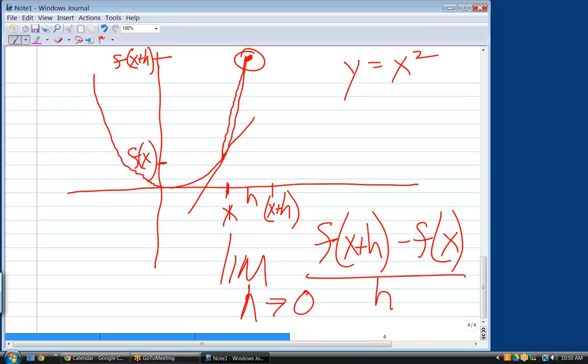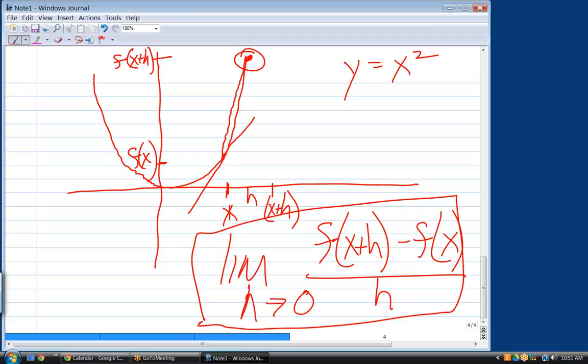Yeah. And that is the definition of first derivative. And first derivative means exactly that. It's the instantaneous rate of change, or you could call it the slope of the tangent line. But that's what derivative is all about, it's the rate of change.